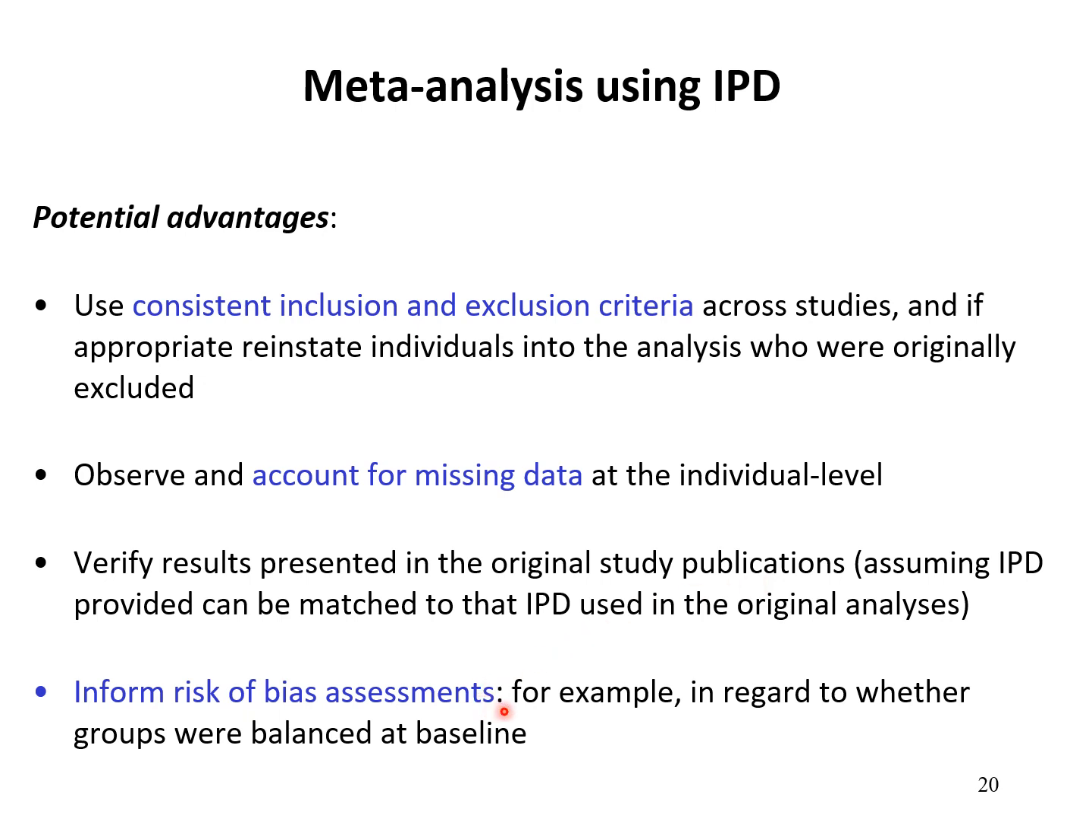When doing a meta-analysis, we want to make sure we have high quality evidence going into it, and so having the IPD allows us to inform risk of bias assessments, for example in regard to whether groups were balanced at baseline. And because we're doing our own analysis, we can improve upon the approaches used in the original studies and therefore maybe even reduce the risk of bias had we not had the IPD.